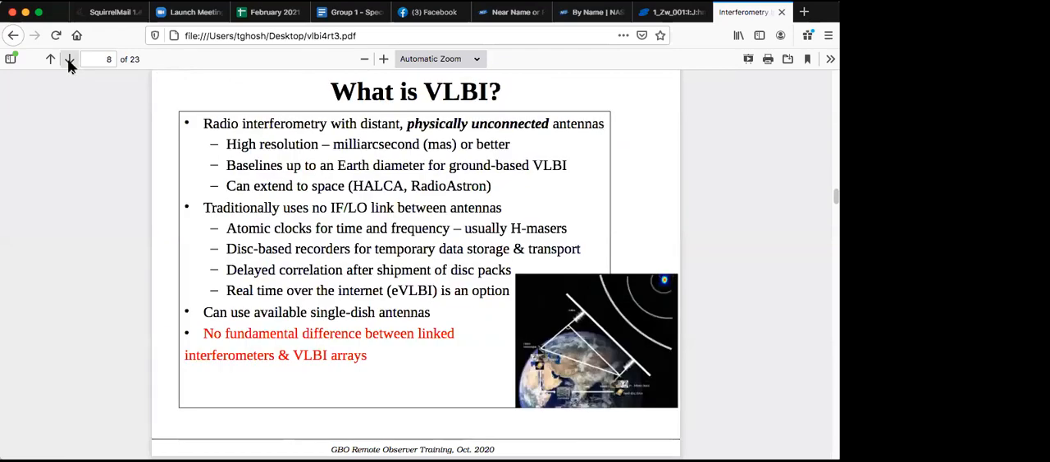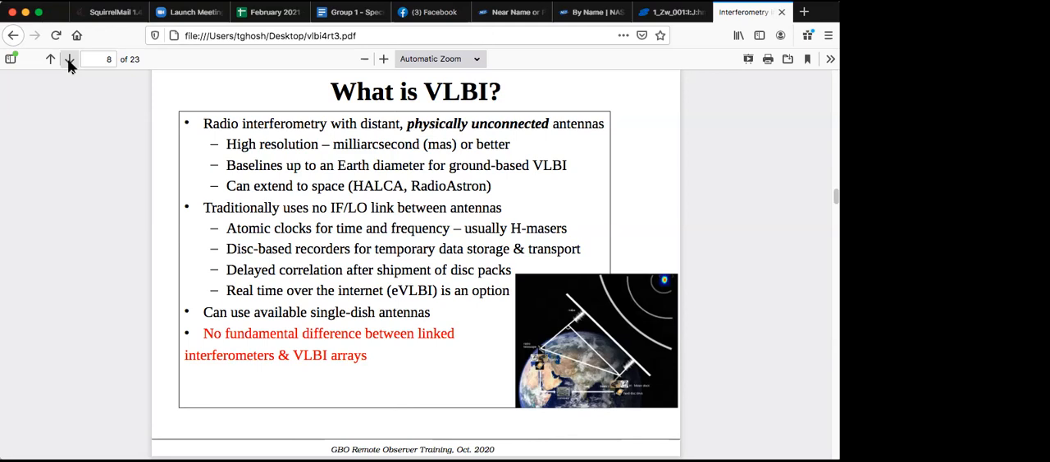So what is VLBI? It is radio interferometry, but with physically unconnected antennas. So there's no cable really connecting them. And when that happens, you can place your antennas quite far apart, as long as you are looking at the same part of the sky at the same time. You can use two antennas. So the physical restriction of having to connect the signal at the time of observing goes away in this case.